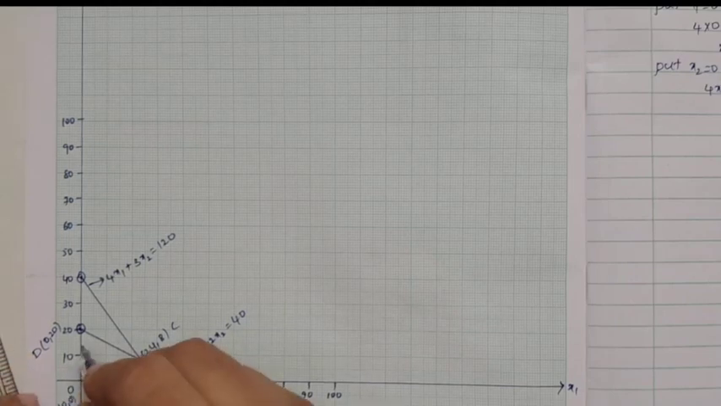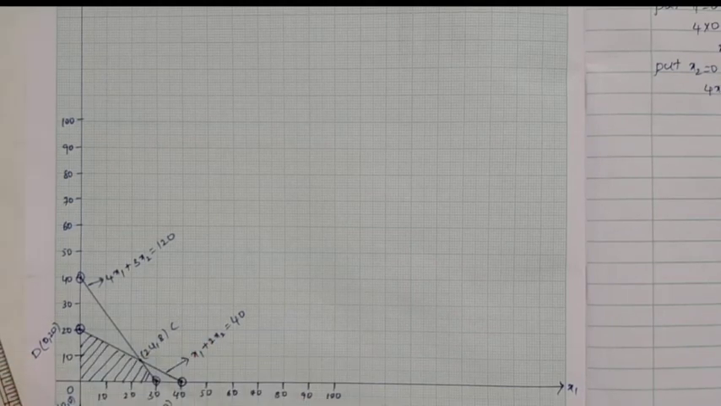So this forms the feasible region. Any solution that lies inside or on the boundary of a feasible region is called a feasible solution. In the maximization problem, we choose the corner point giving the highest z, and in the minimization problem we choose the corner giving the lowest z value.